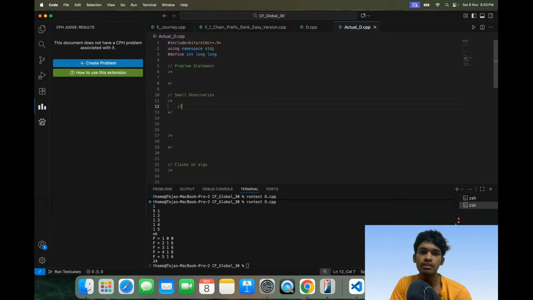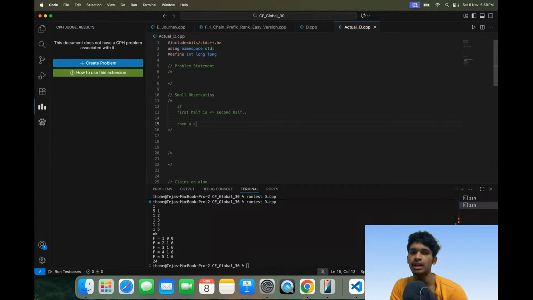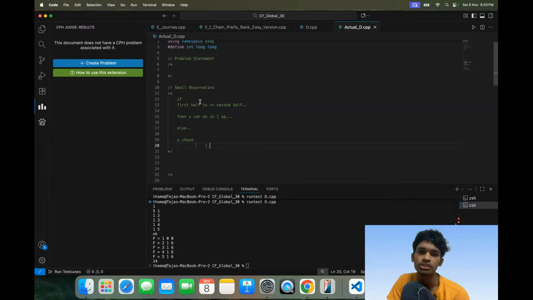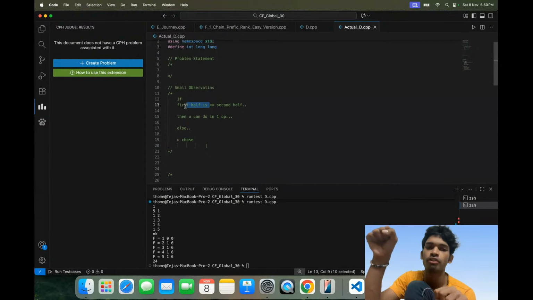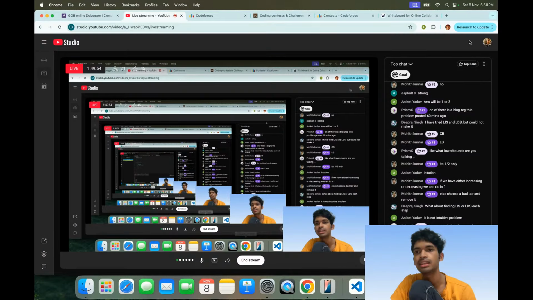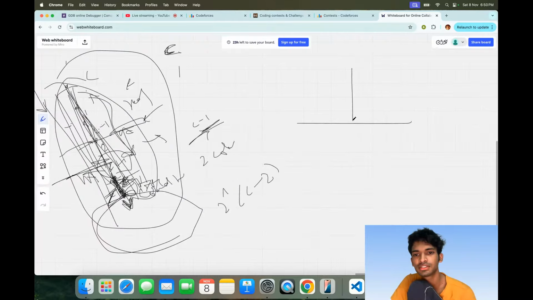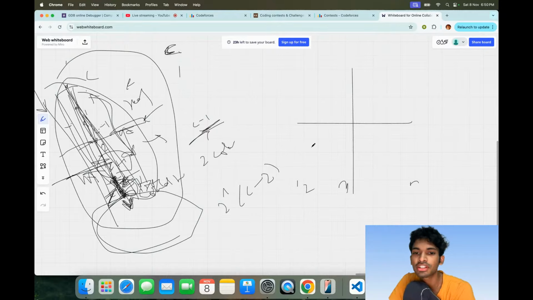Okay. If the first half is less than or equal to the second half, then you can do it in one operation. Else you choose, see, first half less than second half means these values are also less than half of n, and the values are also greater than half of n, right? You have to see it like this. These are indices, let's say 1, 2, up to n by 2, up to n. If first half is less than second half, you can do it in one operation, okay?